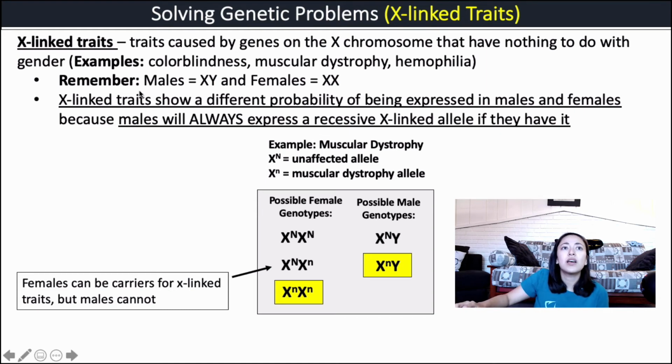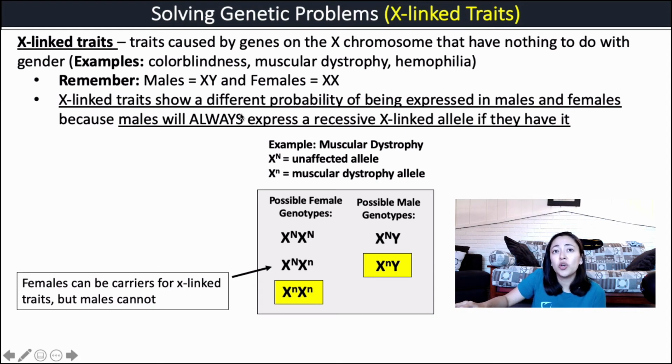For example, some of the X-linked traits found on the X chromosome include color blindness, certain forms of muscular dystrophy, as well as hemophilia. So these are inherited on the X chromosome. An important thing to remember is that males are XY and females are XX. So males only have 1 X chromosome, and females have 2 X chromosomes. This is really important because having this different number of chromosomes in males and females changes their probability of having these different X-linked diseases.